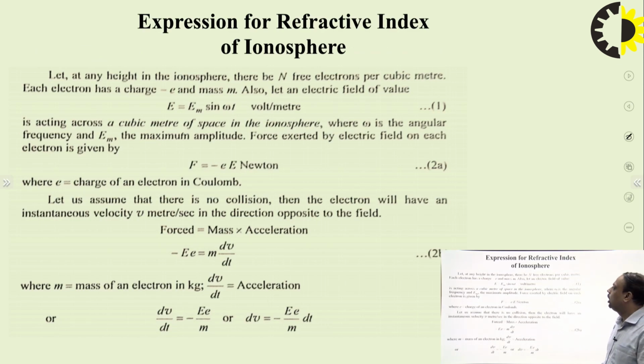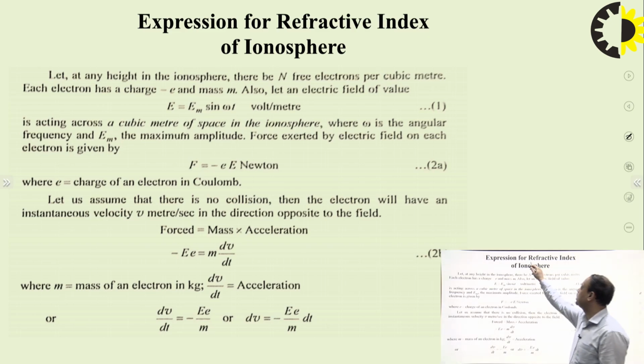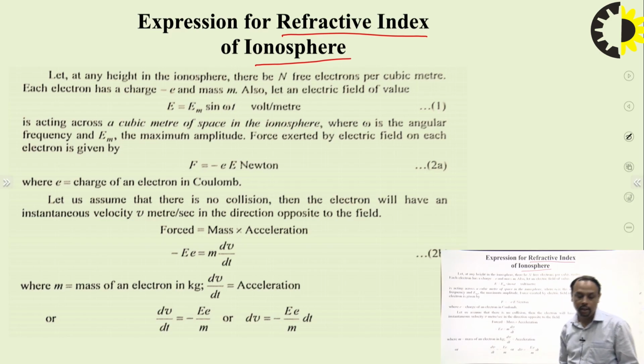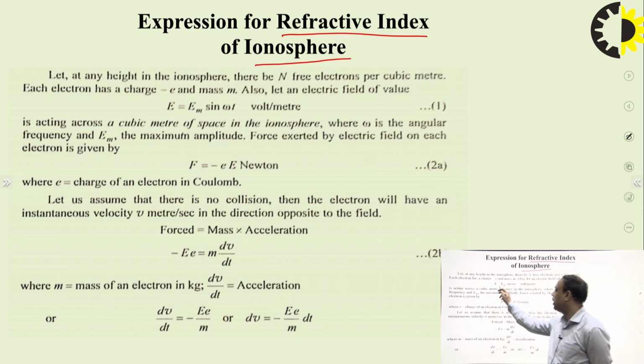Now we have to find the refractive index of the ionosphere so that we can calculate how much reflection a wave undergoes when it enters the different layers of the ionosphere. For doing this, we go to the very basics of physics, that is, the field radiated, transmitted in the form of an electromagnetic signal. This E is equal to Em, the maximum value, times sine of omega t.